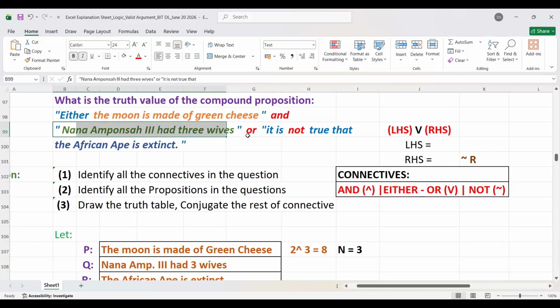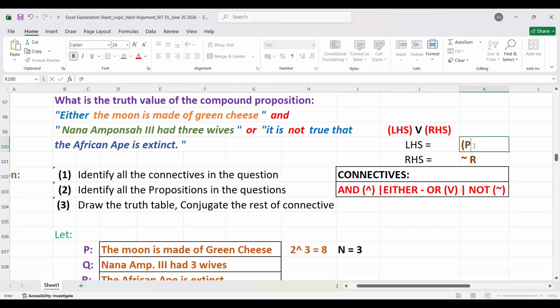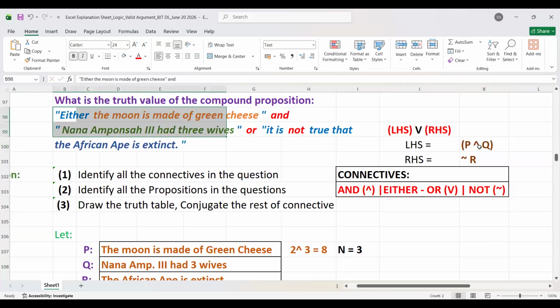Okay. Please, are you following? It's either from the moon all the way out to wives that is on the left-hand side of or. So you will pick the moon that has been joined with wives, and that we've already done. We got P and Q. That is on the left. So it means that the whole question here should be P and Q or not R. That is what this phrase is you've been asked to solve.